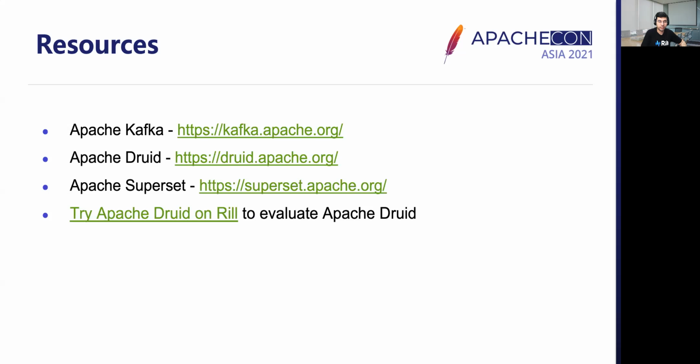Here are some of the resources of the projects I mentioned in this talk: Apache Kafka, Apache Druid, and Apache Superset. You can also evaluate and see the Wikipedia data ingested in real time on RIL's public dashboard, the link for which is given here.